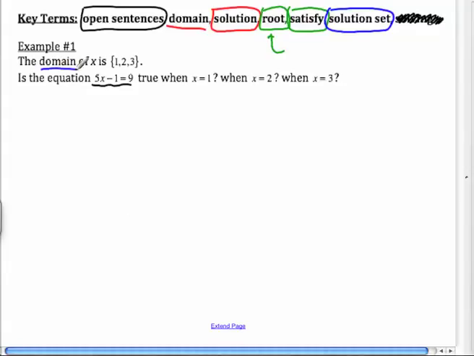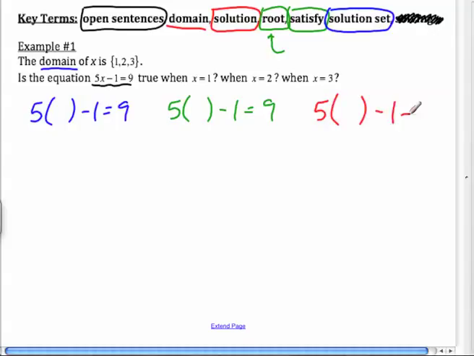All right, here we go. It says the domain of x is 1, 2, and 3. So those are the three numbers that I need to plug in. 5 times blank minus 1 equals 9. I'll do this one in green, and the last one in red. Let's start off with 3 since I have the red pen in my hand. Plug in 3. I'm going to get 15 minus 1 equals 9. 14 equals 9. That's not true. I know that. My mom taught me that.